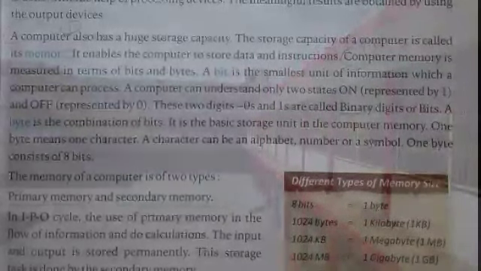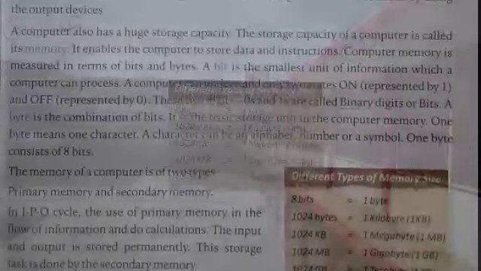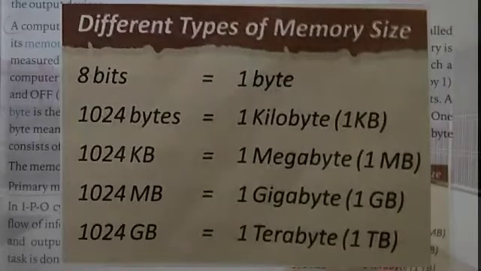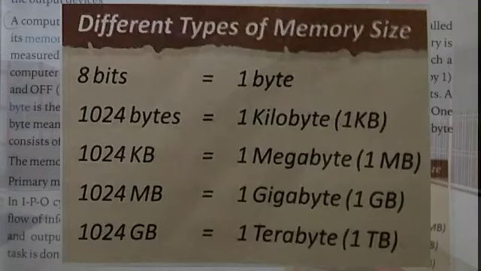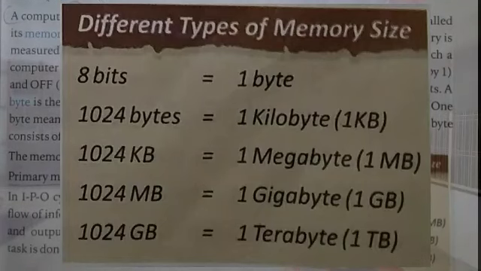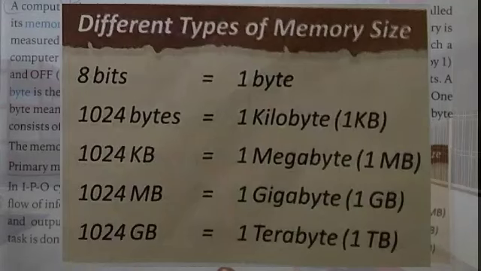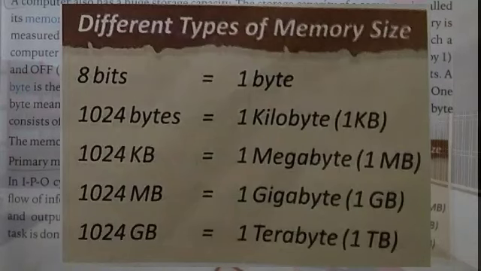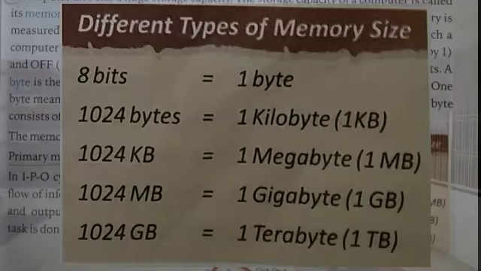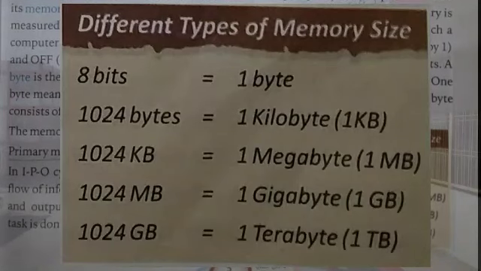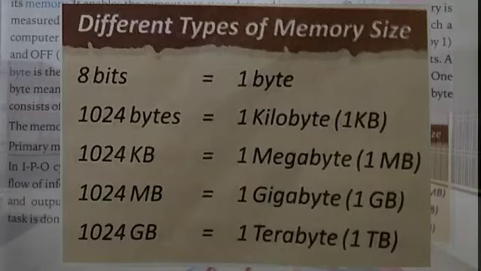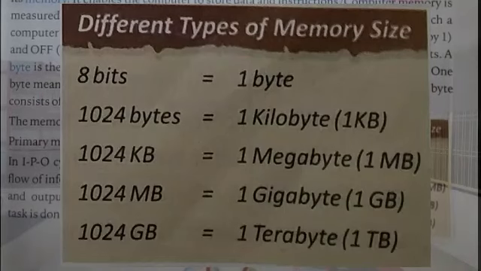Different types of memory size. 8 bits is equal to 1 byte. 1024 bytes is equal to 1 kilobyte. 1024 KB is equal to 1 megabyte. 1024 MB is equal to 1 gigabyte. 1024 GB is equal to 1 terabyte.